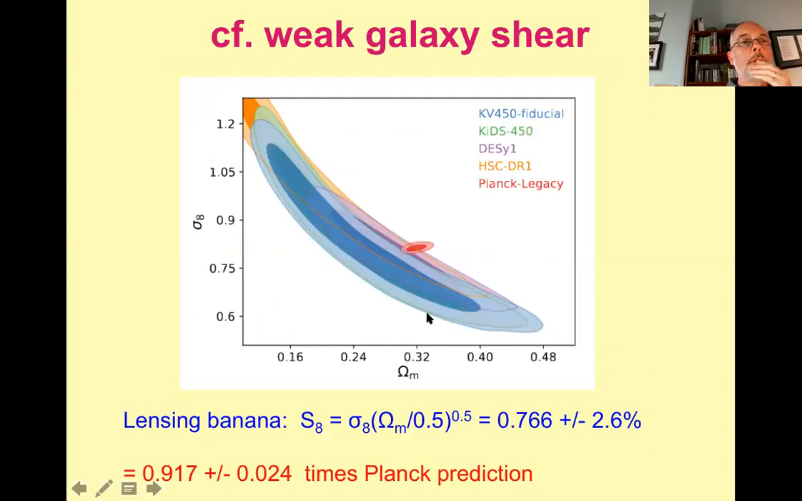What is that model? Well, again, it's discrepant with Planck. So weak galaxy shear for a number of years, as these analyses have built up, has consistently produced this banana, as it's called, on the omega matter sigma 8 plane. They tend to squash things down to a parameter called S8, which is proportional to sigma 8 times the square root of omega matter. So this is important: it's a different and weaker dependence on the density than we found. And that's because of geometrical factors. We're looking at a source at large distances.